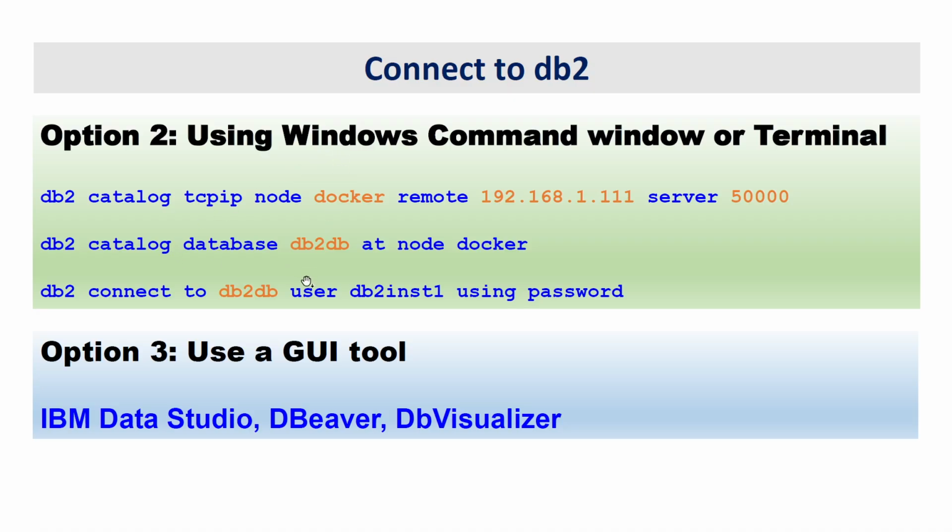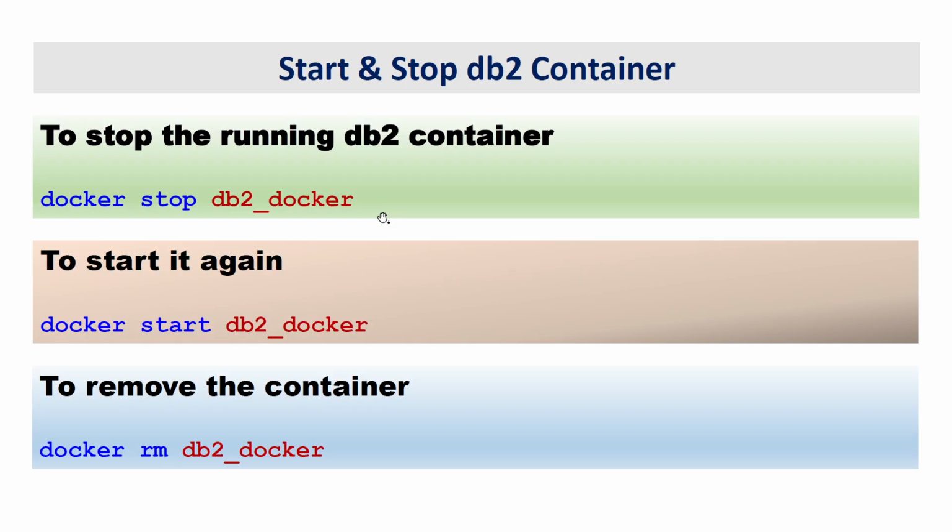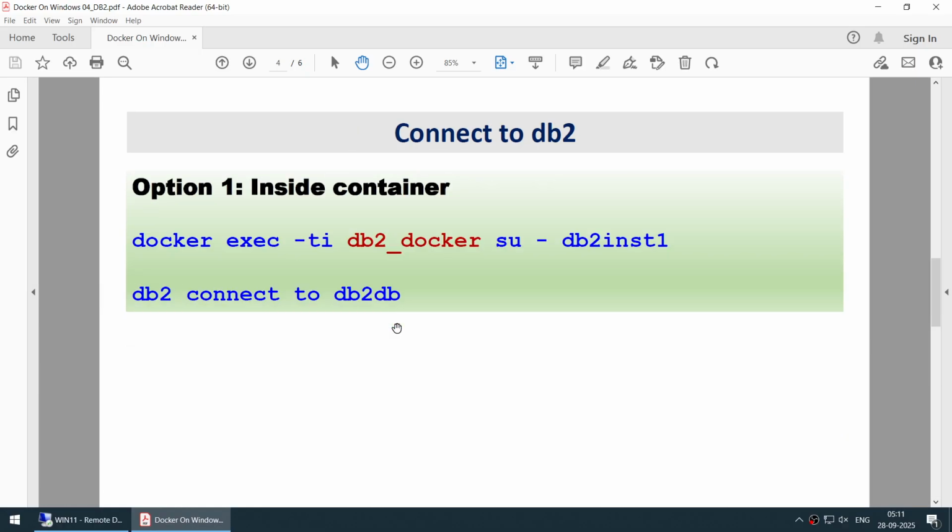Now if you don't want to use any of these options and you want to use a GUI tool, you can use tools such as IBM Data Studio, DbVisualizer, or any other database management tools that you are familiar with. Now if you want to stop the Db2 container, you will say docker stop followed by the name of the Docker container that is running. Or if you want to start it again, you'll say docker start, and if you want to remove the container, you'll say docker remove. So now that we have seen everything, let's proceed.